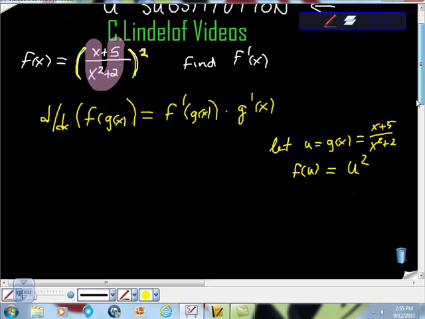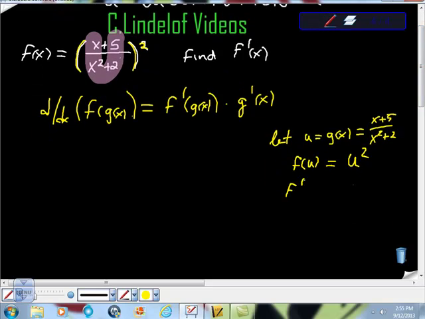So I'm going to start to unfold this, and say f prime at u would equal 2u. All I did was differentiate u squared, right? Here's where it starts to get interesting. As you can see right here, we need g of x. So g of x, we said, is the inside piece, which is (x plus 5) over (x squared plus 2).